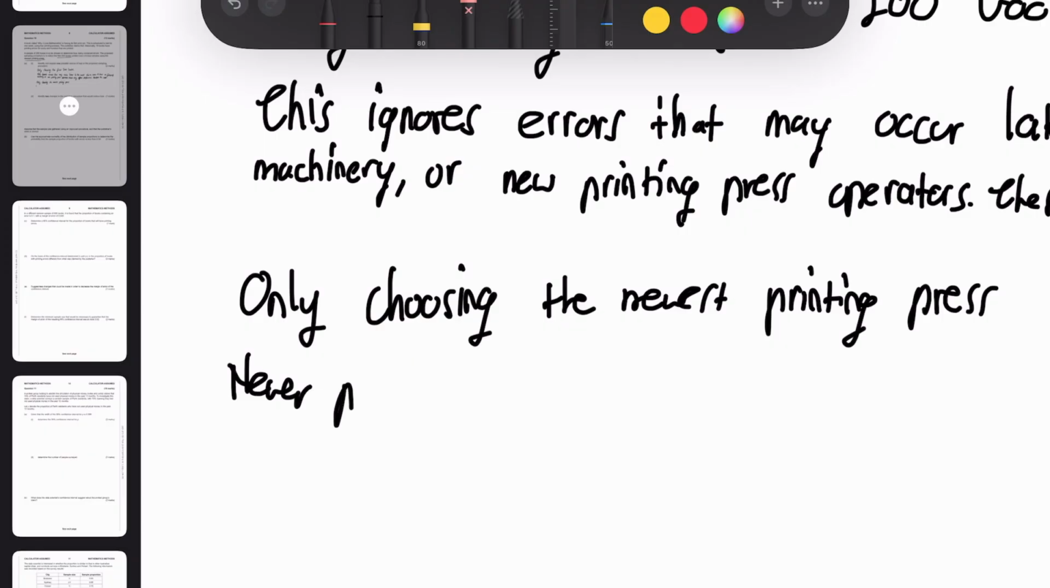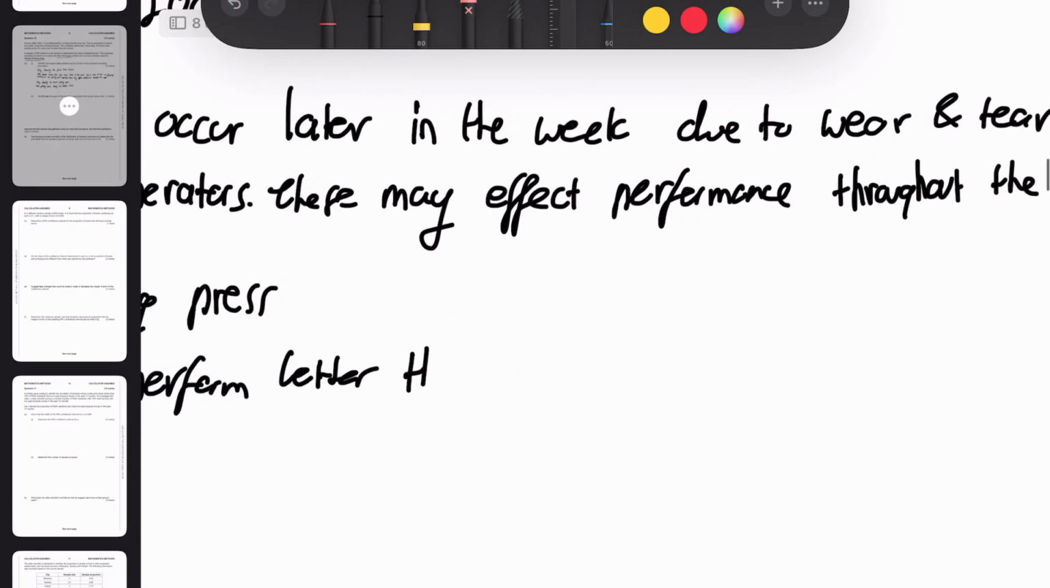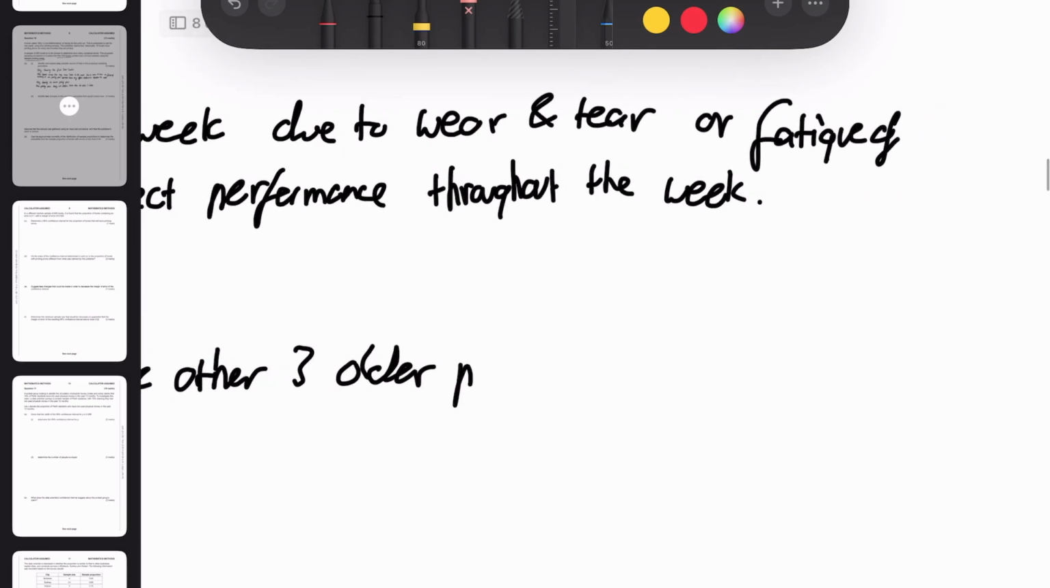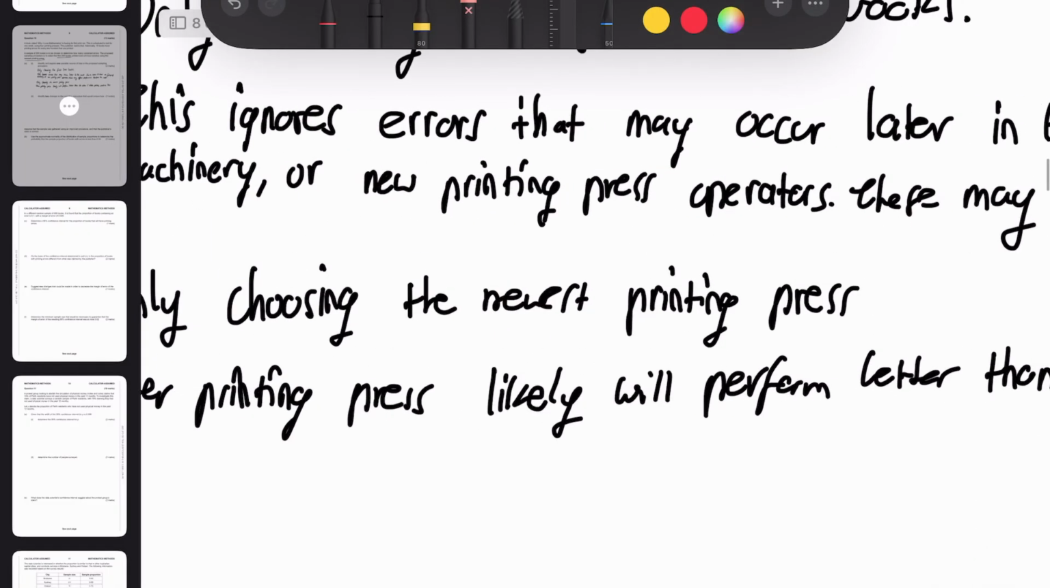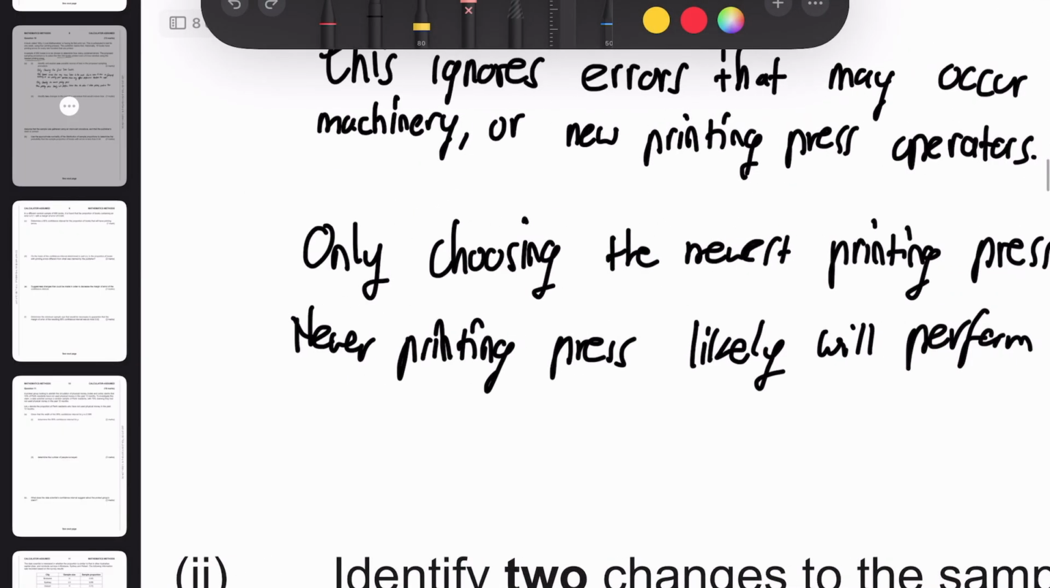So the newer printing press likely will perform better than the other three older presses. And then this means it's going to produce fewer errors while printing. I don't know what's up with my pen right now. Produce fewer errors in printing.